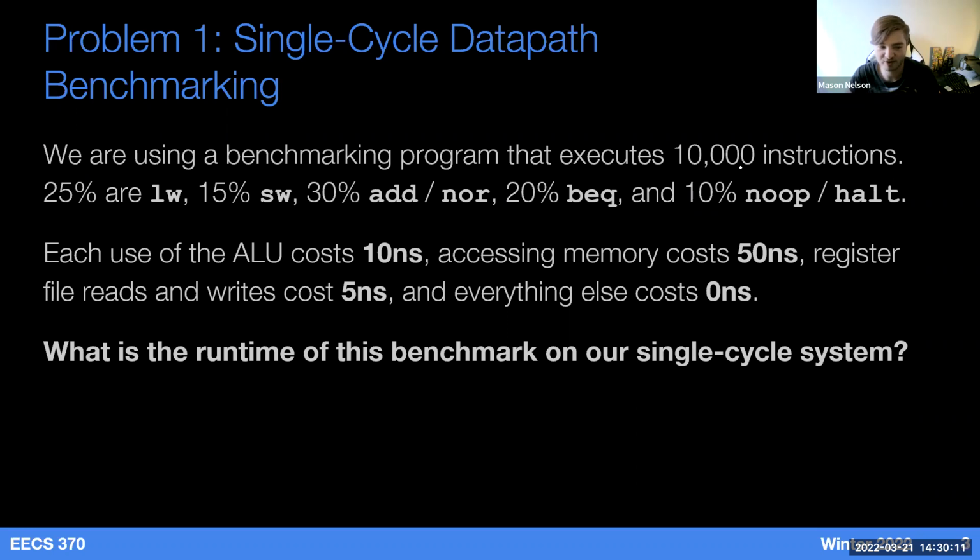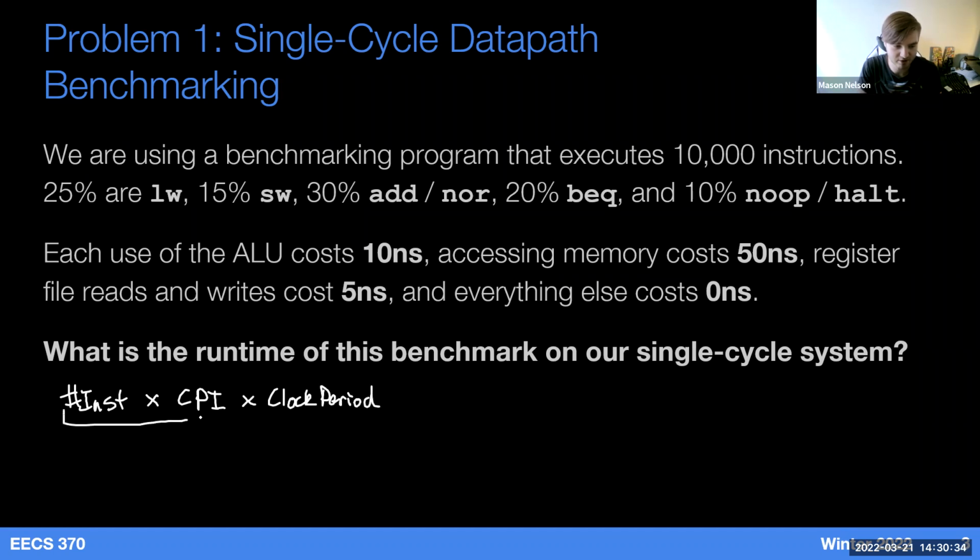So to start us off, we want to know what is our runtime on the single cycle system. And if you remember, in general, our calculation for runtime is going to be the number of instructions times the cycles per instruction times our clock period. And if we note real quick, this part, the number of instructions times cycles per instruction, is just the number of total cycles. So if we have either of those two things, we will know what our final runtime will be. And in the single cycle, our CPI is 1, meaning that the number of instructions is equal to the number of cycles. So the calculation for this single cycle problem will be our 10,000 instructions times a CPI of 1 times our clock period, which we need to figure out first.